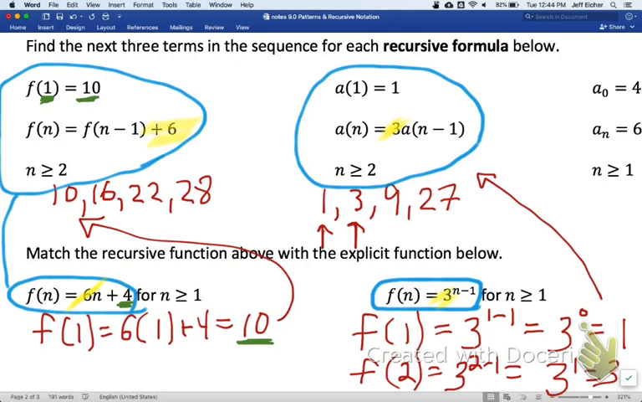And then this example over here, I didn't write any explicit function for that. But I think that's the end of our video.